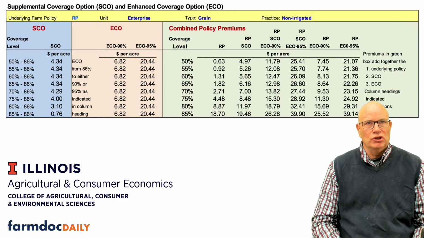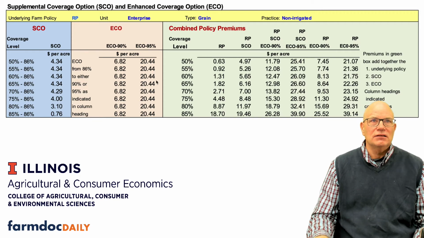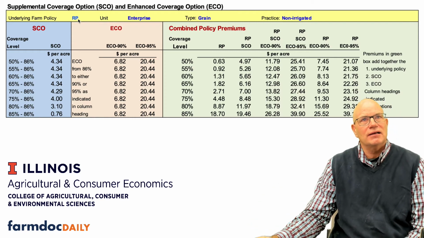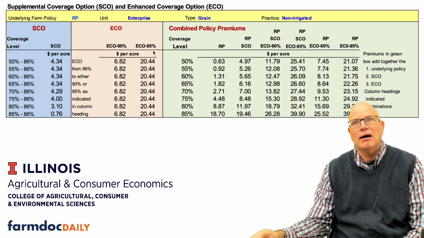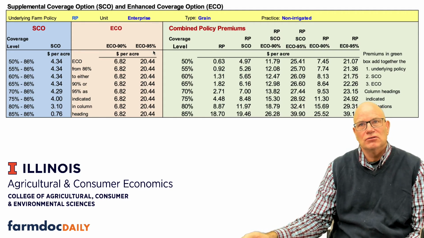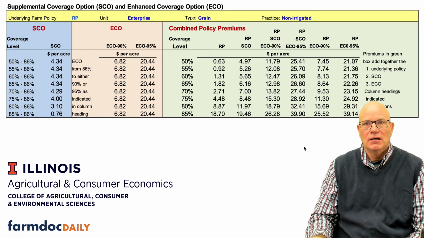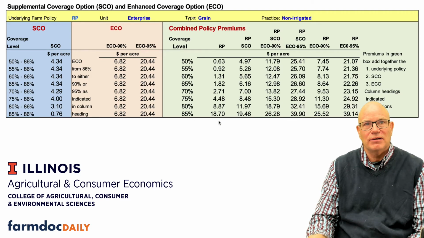Again, what is new this year is our SCO and ECO tool. And in this, you can look at an underlying combo product. So if you've been selecting RP at the enterprise unit level, we will show you opportunities or alternatives you can have and their premium cost for SCO and ECO. RP at 80% has an $18.70 premium per acre for this case. You add SCO to it, you raise that cost by 76 cents to $19.46.